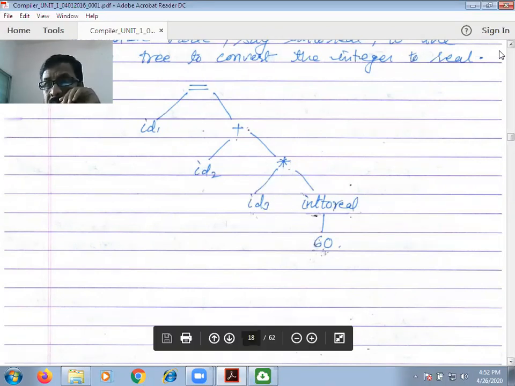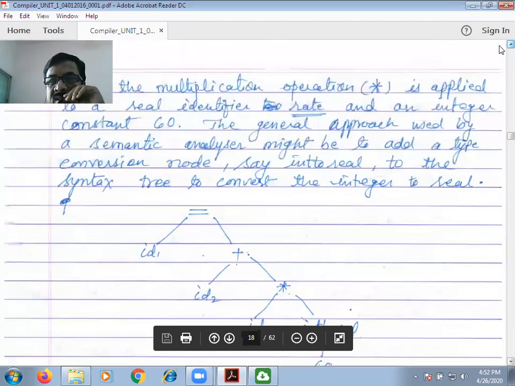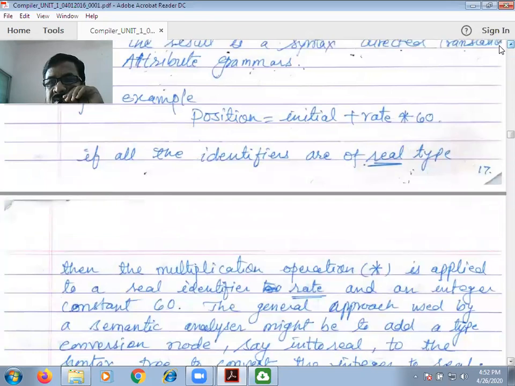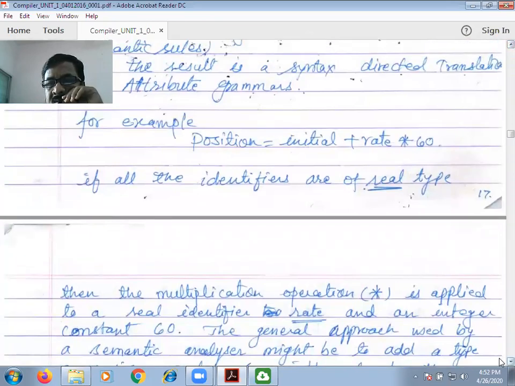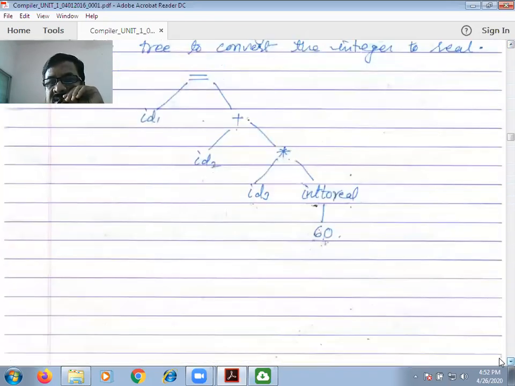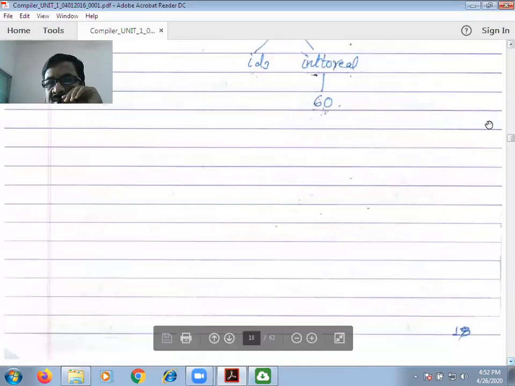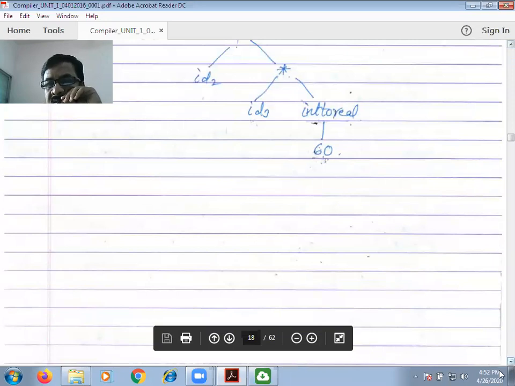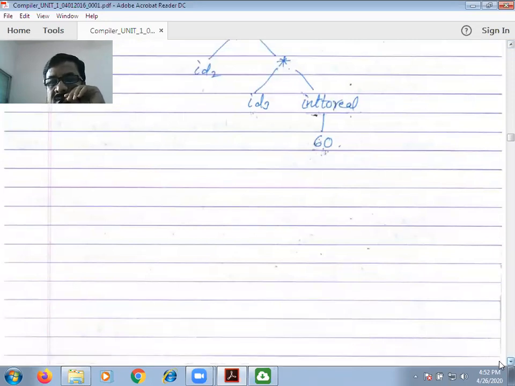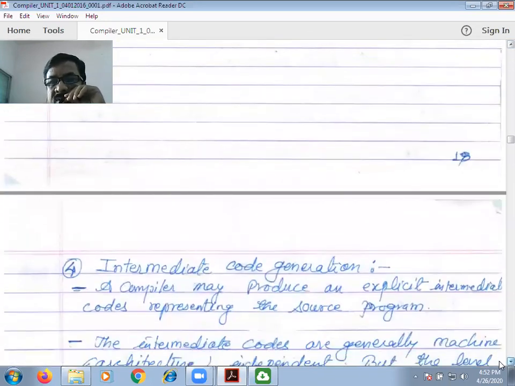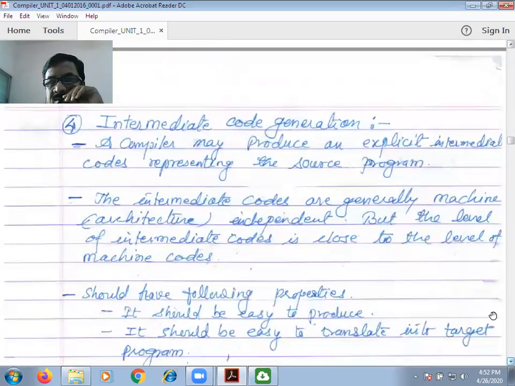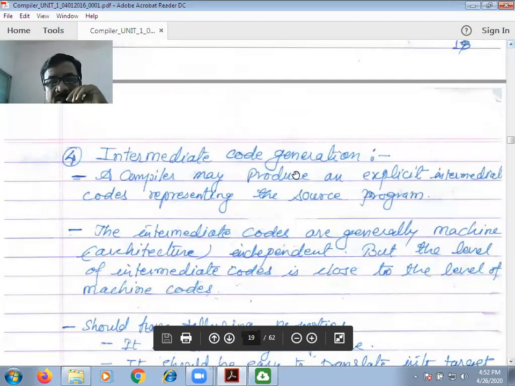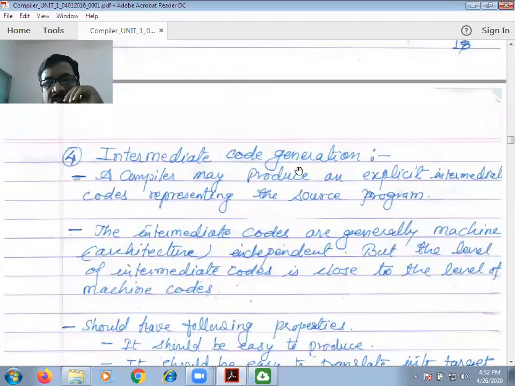Generally, the context-free grammar productions are assigned with some attributes. This will be discussed in the next chapter in detail. Here you can consider only that the semantic checks are applied here to check the semantic analysis or to identify the semantic actions. Next is the intermediate code generation.